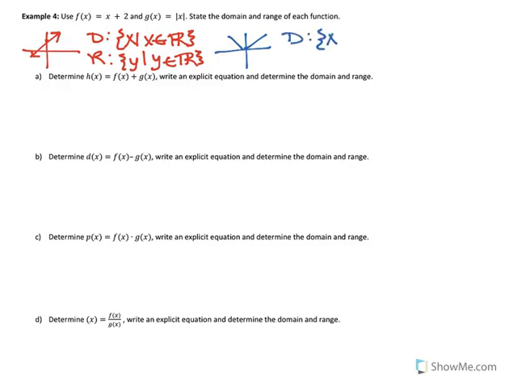So the domain is all the real numbers. And the range, because it can't be negative since it's got an absolute value, is greater than or equal to 0. And it is important, if it says f of x first or g of x first, to keep that in mind for some of them. Okay, so we're going to do f of x plus g of x.